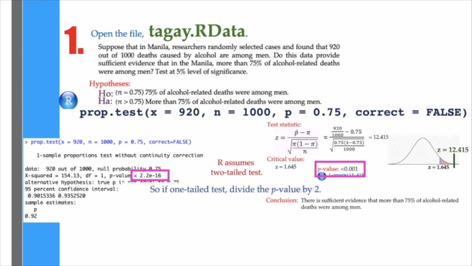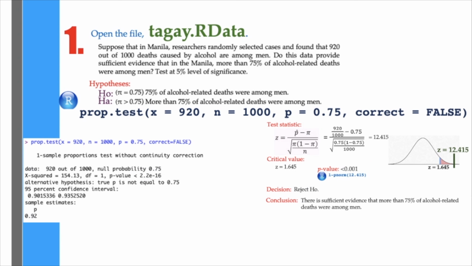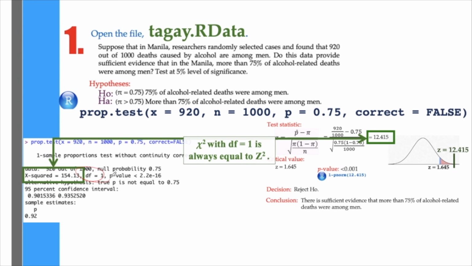Now, regarding the test statistic, notice that although we computed z as 12.415, R displays chi-square, which is 154.13. Whatever that is, all we have to remember is that chi-square, when its df is equal to 1, is always equal to z squared. In other words, when you get the square of this value, rest assured that it is equal to that chi-square, which is 154.13, since its df is 1.